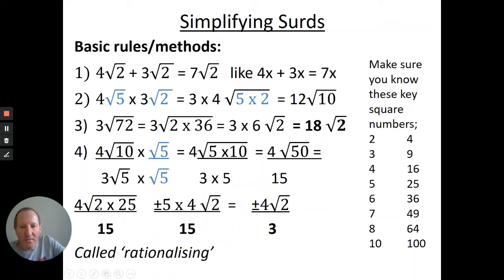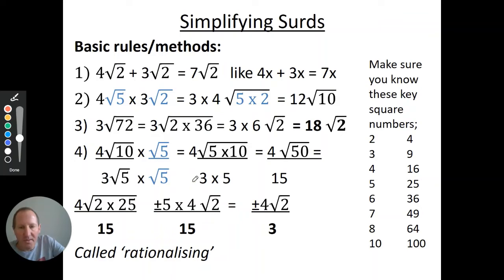Moving on to the last one, the 4th rule here. This is where we're going to be rationalising. So I want to get that square root off the bottom. The question you'd be given is this: 4 root 10 over 3 root 5. And you'd be expected to make that look more mathematically beautiful. So root 5 times root 5 goes to 5, because the opposite of squaring is square rooting. The square root of 5 times the square root of 5 takes me back to 5.